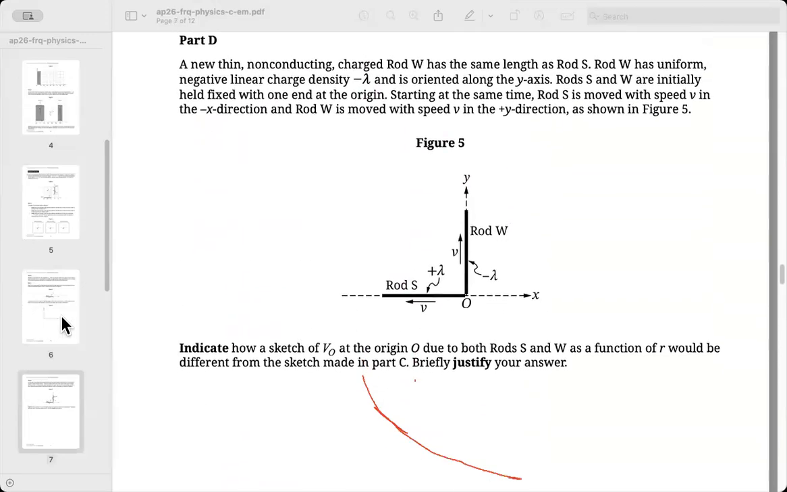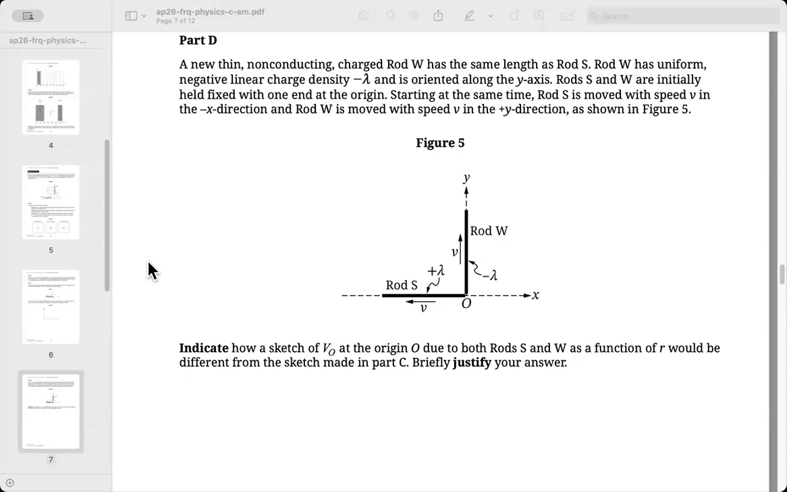Okay. Anyway, new non-conducting rod with negative charge density. Indicate, if you couldn't tell, I'm kind of tired. It's the weekend. But indicate how a sketch of V0 at the origin due to both rods and S as a function of R would be different as both of them are moving. Okay, that's not too bad actually.